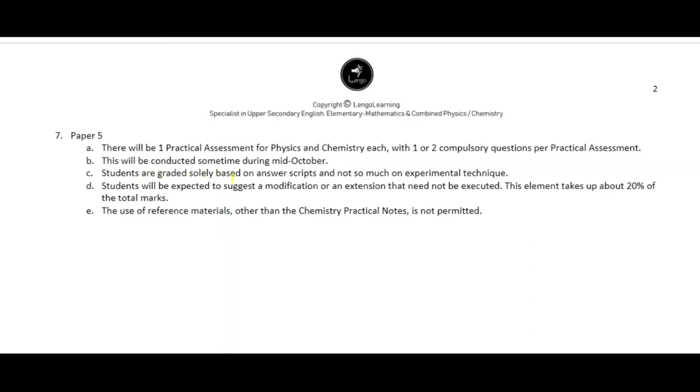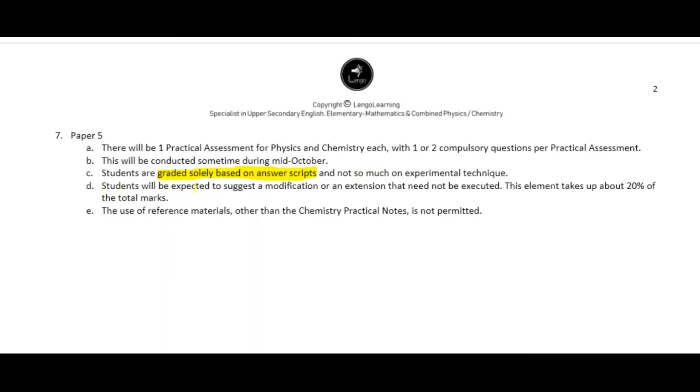So students are graded, this is very important, graded solely on their answer scripts and not so much on experimental technique. So basically the main emphasis will be on how the student actually answers the questions that are given in the question paper. And although the student has to conduct experiments to derive those answers, there isn't much emphasis on how the student actually carries out the experiments, although the student will have to do it properly in order to get accurate results.